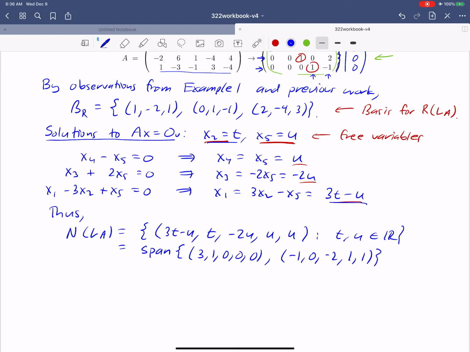Again, I'm skipping some steps here because this is a calculation that we've done so often. I'm trusting that you can maybe look back at some of the work that we did earlier and fill in the gaps here. So we've written the null space as the span of 2 vectors here, and that gives us, I claim, a basis that we can write down, which implies that the basis for the null space of L of A looks like those 2 vectors that we wrote down.